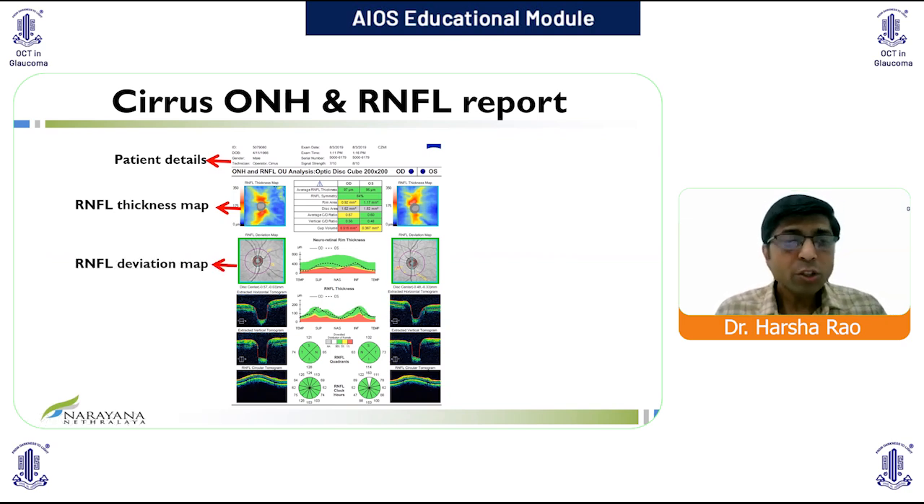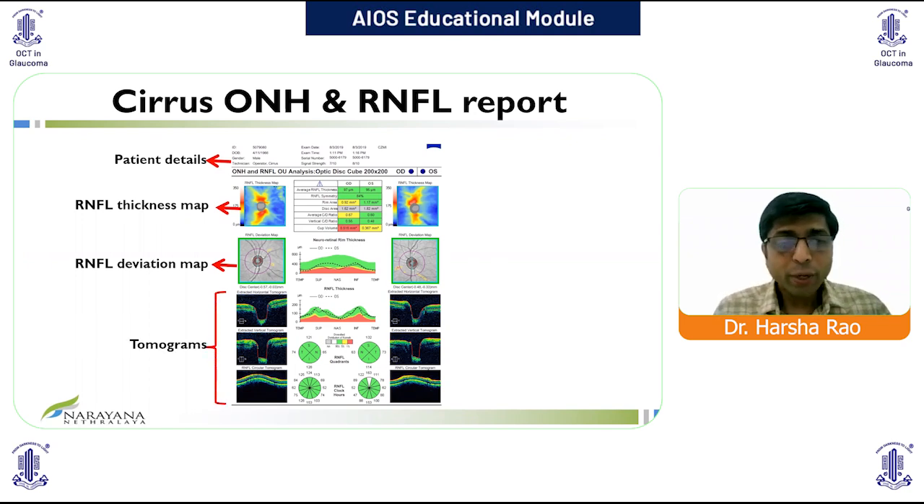The next important zone to look for on the report is the RNFL deviation map, where the RNFL thickness at smaller regions called superpixels are compared with age-matched reference database, and they are highlighted if they are significantly different from what is seen in an age-matched normal.